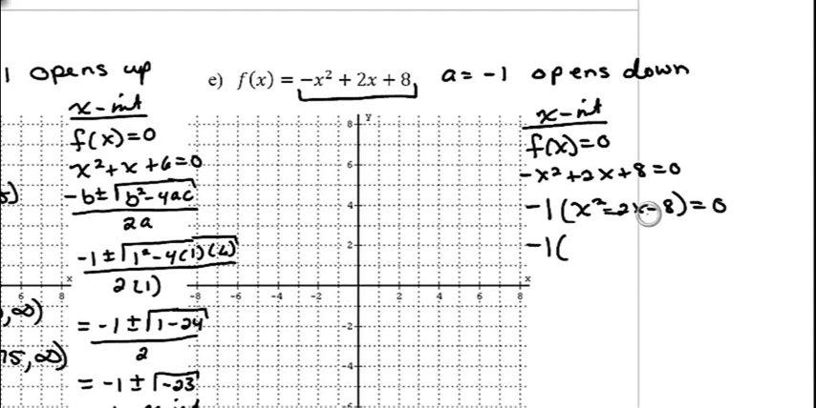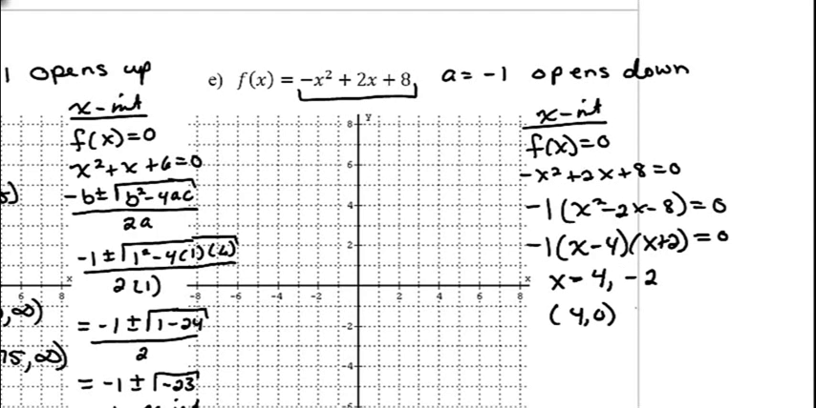And now we'll see if we can factor this. So can I factor a negative 8 so that the sum will give me negative 2, and we can. It would be x minus 4 and x plus 2. So negative 4 times positive 2 gives you negative 8, and negative 4 plus 2 gives you the negative 2 that we need. So my x-intercepts, setting x minus 4 equal to 0 will give us positive 4, and setting x plus 2 equal to 0 will give us negative 2. So our x-intercepts are at 4, 0 and negative 2, 0.